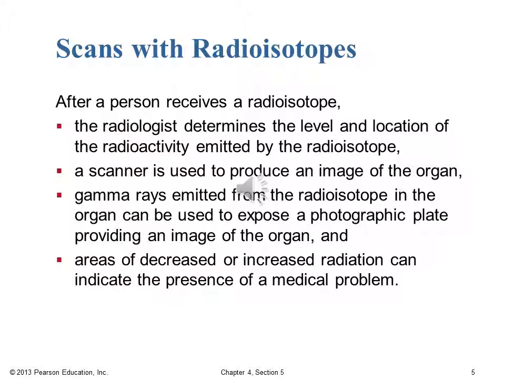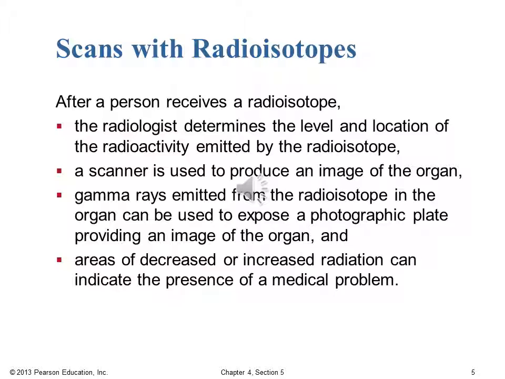Gamma rays, typically, although we did see beta and positron radioisotope activity as well in that list in the previous slide, but typically it's the gamma rays that can be used to expose a photographic plate because of their good penetrating power, and then areas of decreased or increased radiation can indicate the presence of a medical problem, and that's what we tend to use the scans for, is to image that region that would otherwise be tough to image.